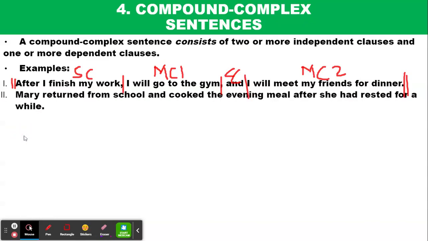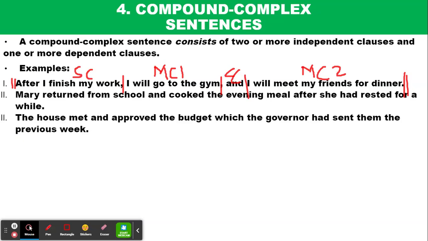Okay, let's look at other examples. Mary returned from school and cooked the evening meal after she had rested for a while. Mary returned from school is one main clause, and and is a coordinating conjunction. Cooked the evening meal is another main clause. So we have MC1, MC2 here. After she had rested for a while is a subordinate clause.